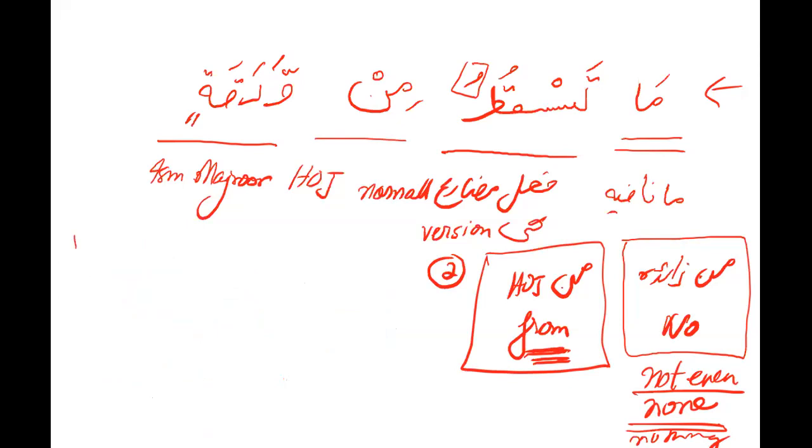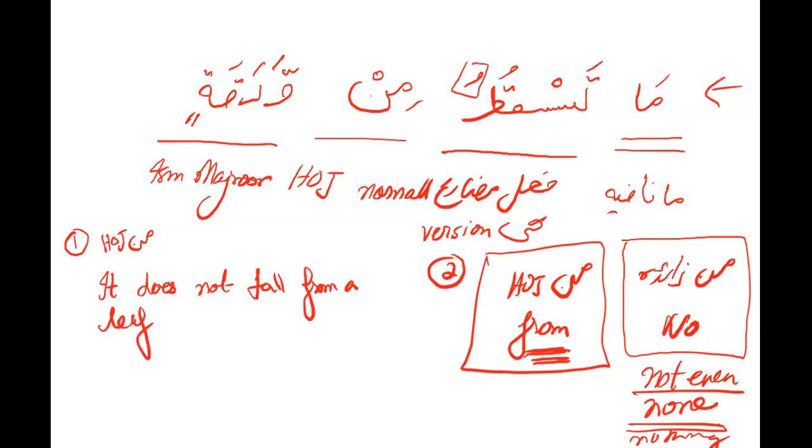Number one translation would be min harf of jar. So it does not fall min waraqatin, from a leaf. This is the translation that will be correct if this is min harf of jar, which means from. So you have "from" in the meaning. Does this make sense? Okay. Now I'm going to read the whole meaning of the ayah with this translation. You tell me whether it makes sense or not.